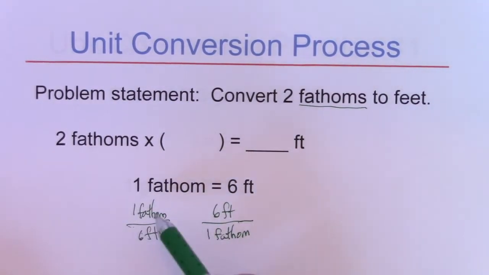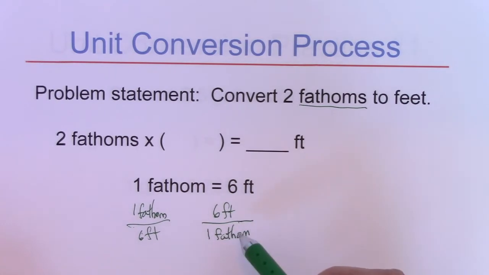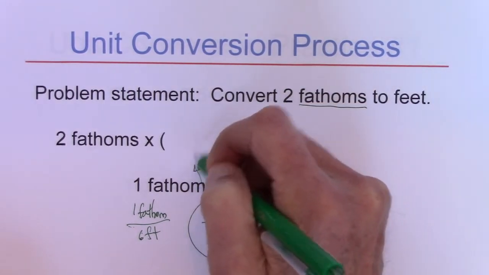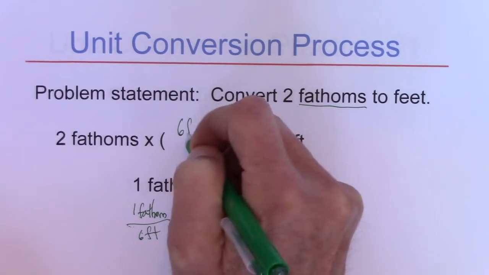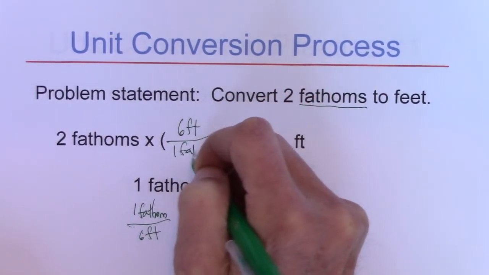So which of these conversion ratios should we use to multiply times 2 fathoms? Well, we should use the one that allows us to cancel out fathoms and gives us feet in the numerator, which would be this one here. So let's just put that in there. We get 6 feet over 1 fathom.